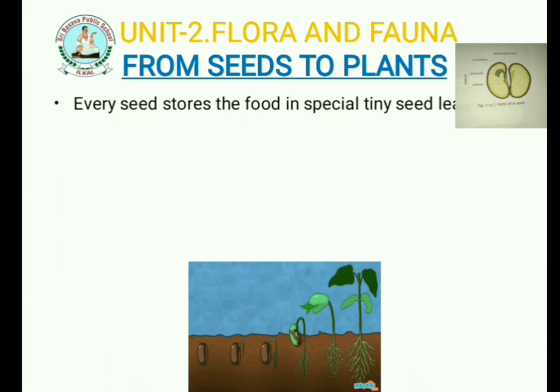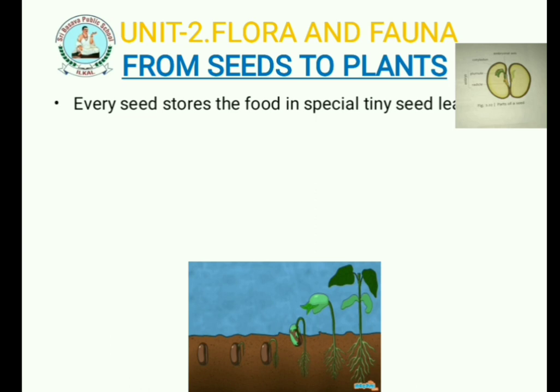So, in the last period, we started the new chapter in EVS, that is Unit 2, Flora and Fauna. In that subunit, From Seeds to Plants. In the previous class, we discussed the structure of seeds, the seed coat, the embryo and the functions of the seed coat, and then other points. So, let us continue the same chapter in this period.